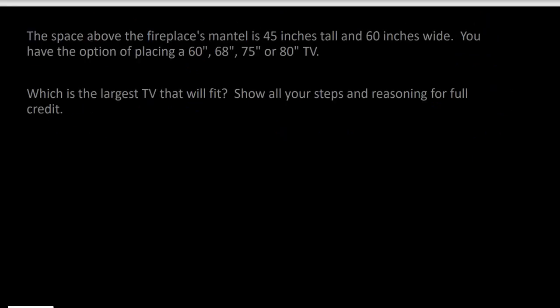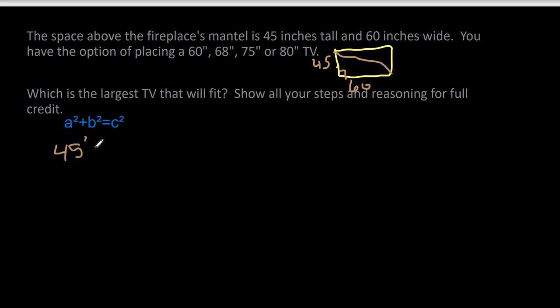So the space above the fireplace mantle is 45 inches tall and 60 inches wide. You have the option of placing TVs there. And TVs are measured by the diagonal going across. So this would be 45 inches and 60 inches. What we see there is a triangle. My poor drawing there, but we should see a triangle, so we can use the Pythagorean theorem. So we'd have the 45 squared plus the 60 squared is going to be the diagonal squared. I'm just going to write D this time.